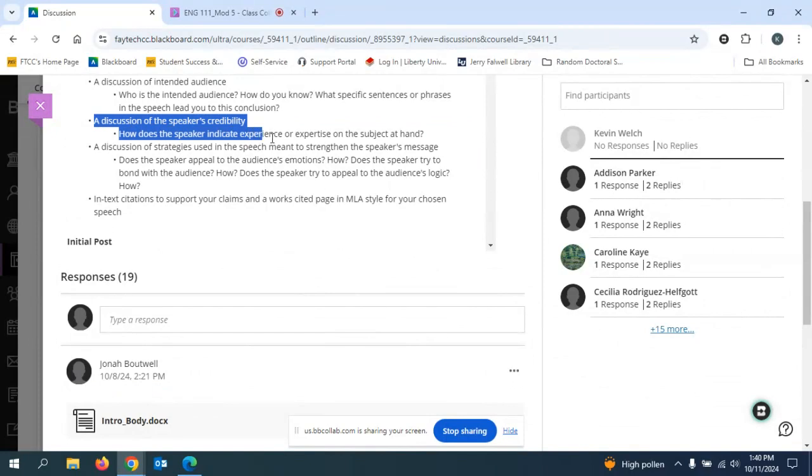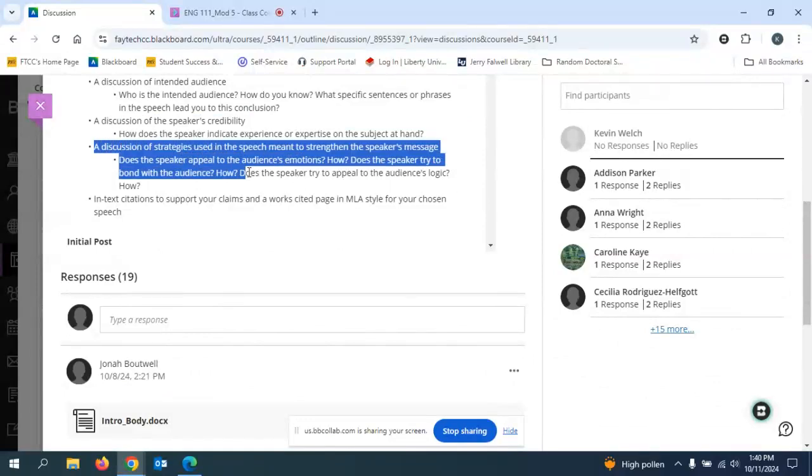A discussion of the speaker's credibility, that is, the ethos, okay? How does the speaker indicate experience or expertise on the subject at hand? You've got to address how the speaker convinces their audience that they are a credible source, that they are an authority figure on this topic. And a discussion of strategies used in the speech meant to strengthen the speaker's message. In other words, pathos and logos. Do they appeal to the audience's emotions? How? What are some specific examples? And do they appeal to the audience's sense of logic? How? And what are some specific examples?